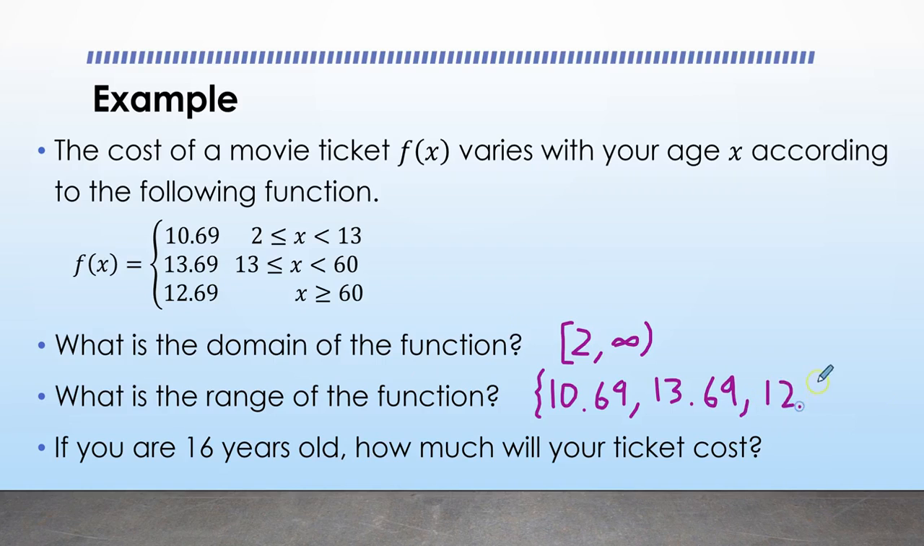So this is one of those strange cases where we do not need to use interval notation because I'm trying to specify these 3 numbers and these 3 numbers only, not any of the other numbers around them or in between them. And for the last part of this question, they're asking a hypothetical: if you are 16 years old, how much will your ticket cost? So you would refer to the domains to find which one the 16 lands under, and in this case that would be the middle set of values between 13 and 60. So I can now see that the 16-year-old would have to pay $13.69 for that ticket.